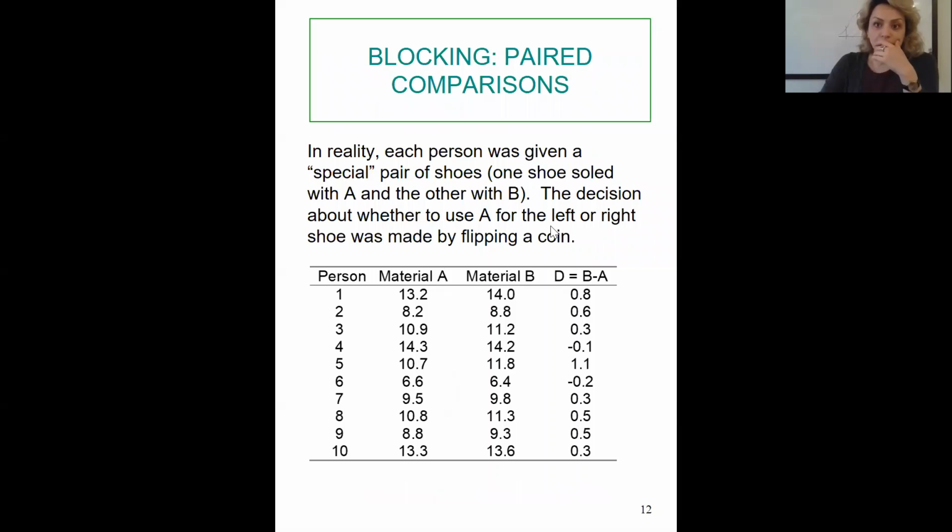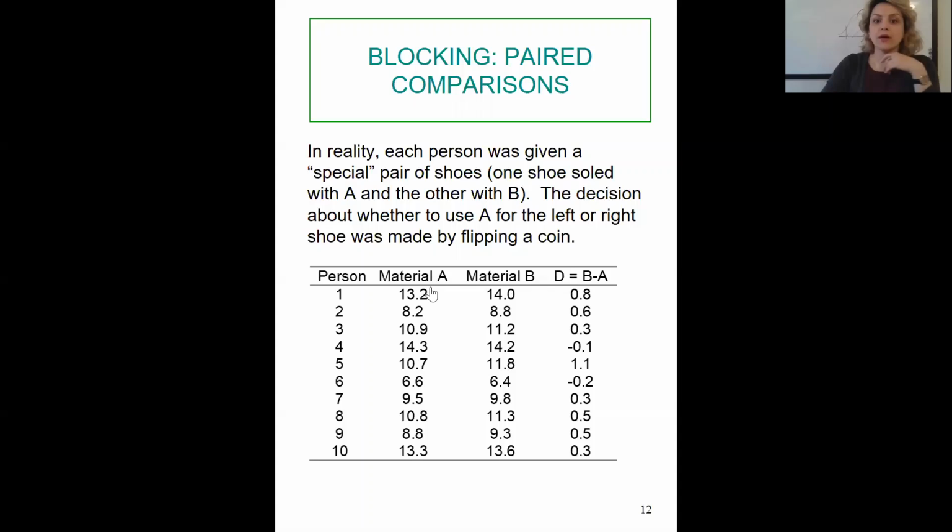So now there is a problem. In reality, each person was given a special pair of shoes. One shoe was sold with A and the other one with B. Like a pair of shoes that they gave to me, let's say, as a person involved in the test. The bottom of one of the shoes was material A, the other one was material B. The decision about whether to use A for the left or right shoe was made by flipping a coin.